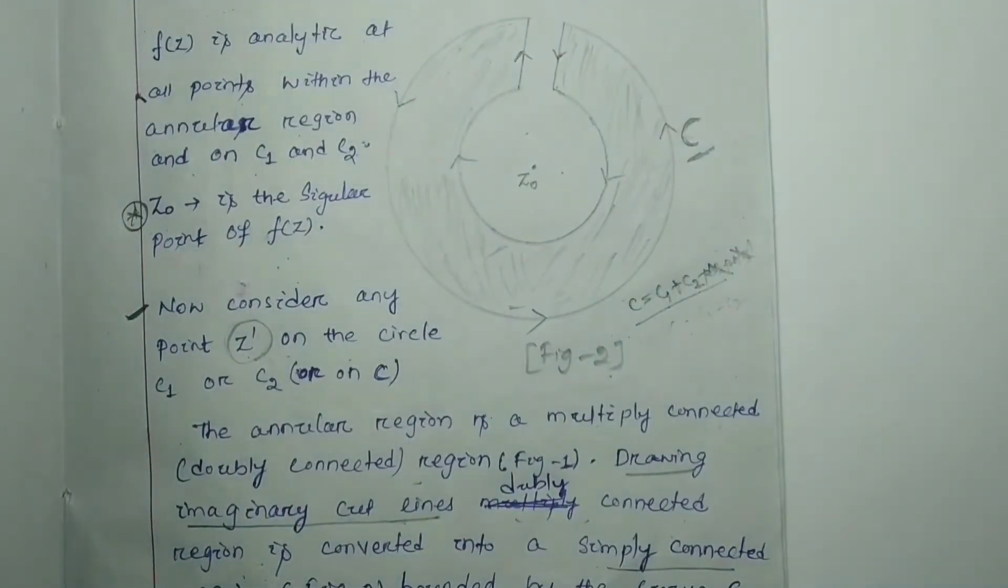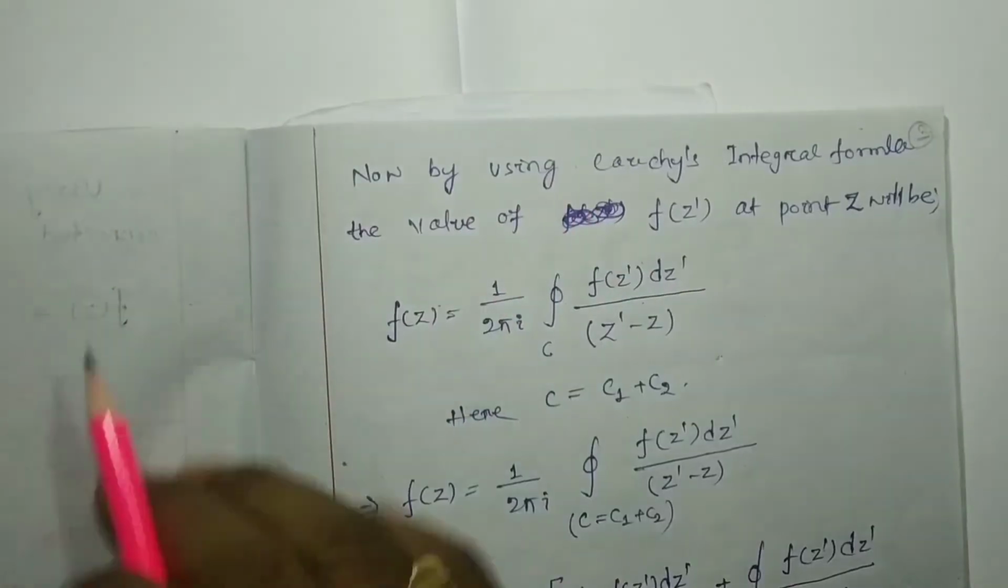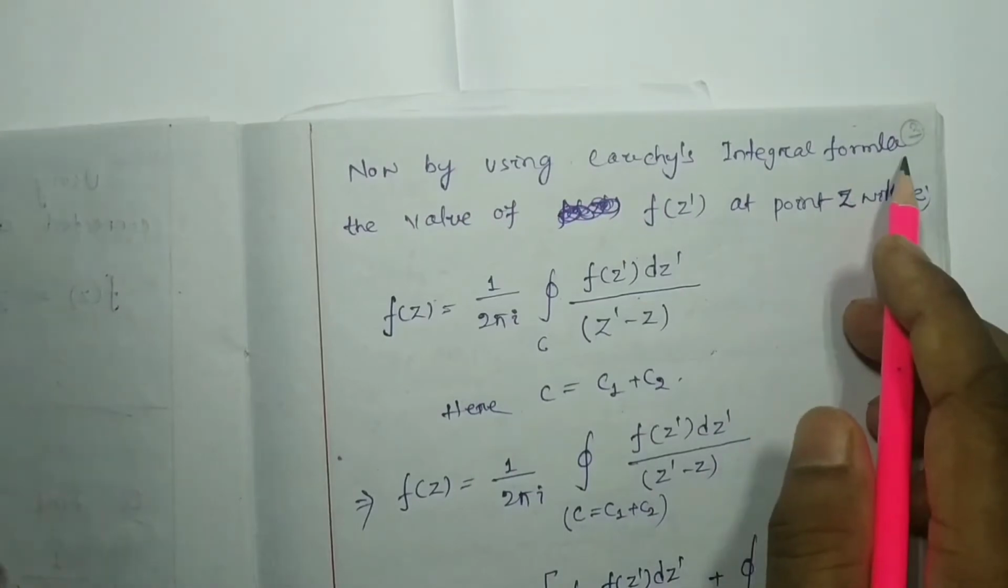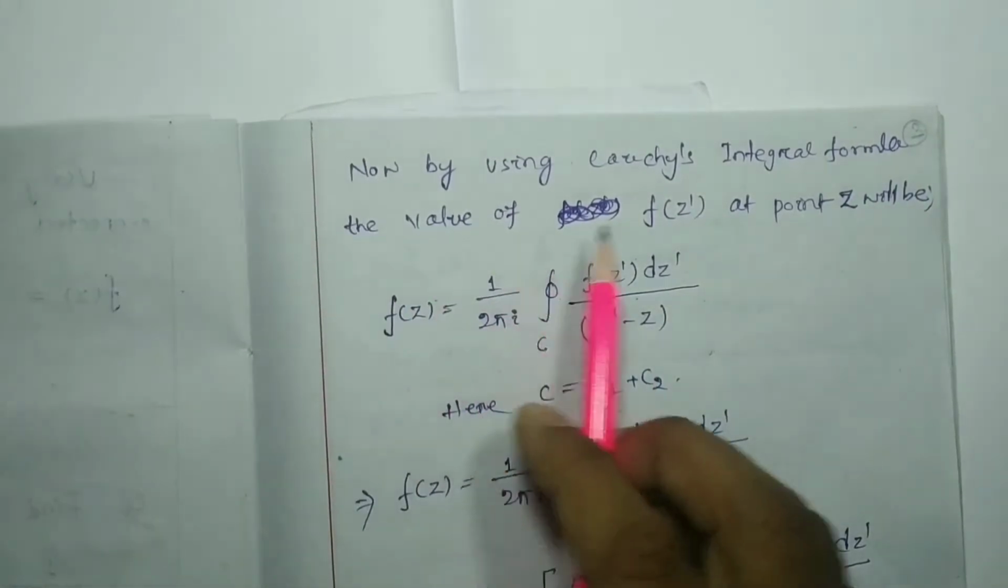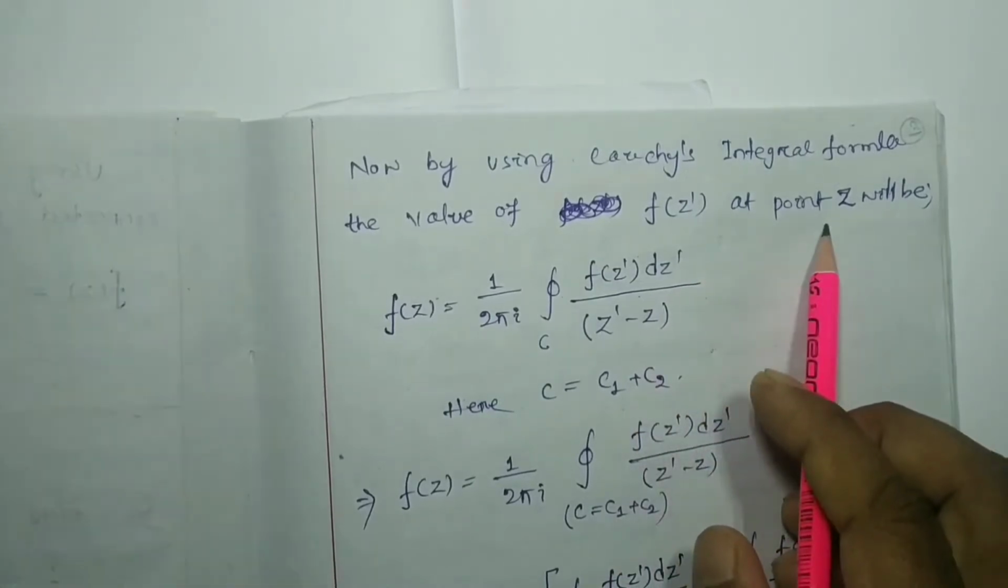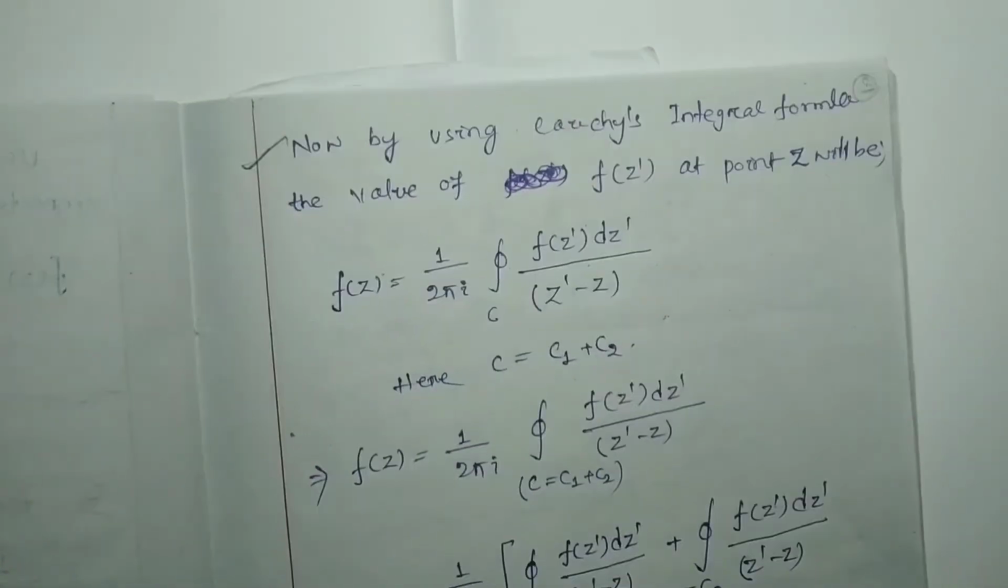Okay, now by using Cauchy's integral formula, the value of f(z') at point z will be... this is the most important step that you have to understand.